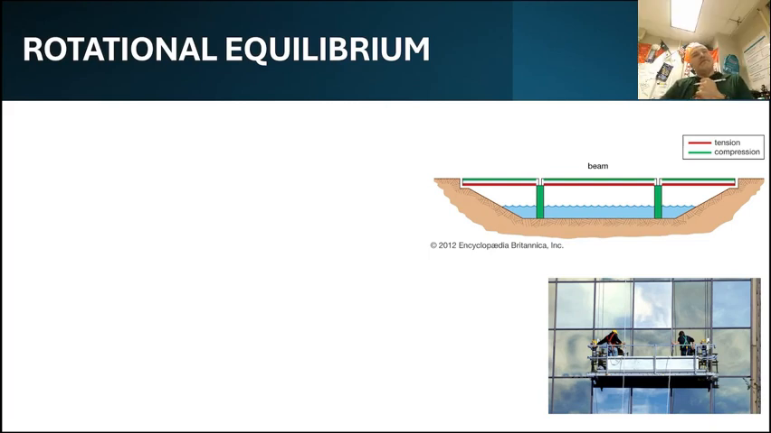Hello, welcome back to Unit 5 for AP Physics 1. This is our torque and rotational dynamics unit. So now we're going to start moving into the dynamics portion of our topic, okay?